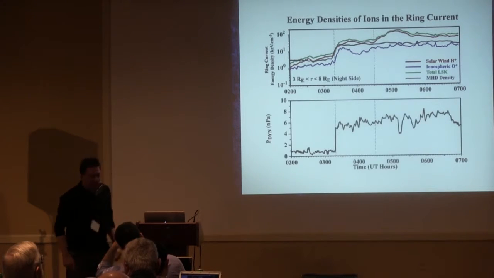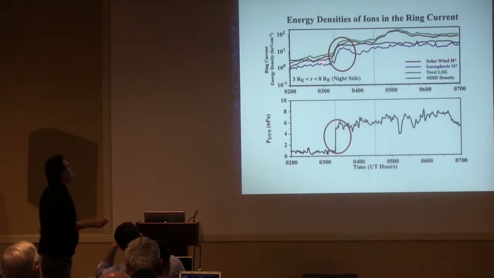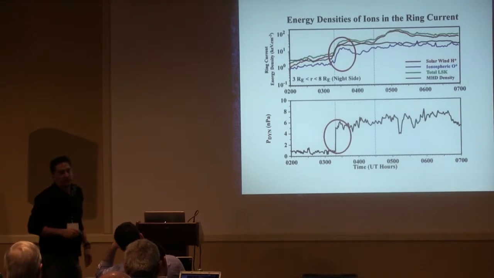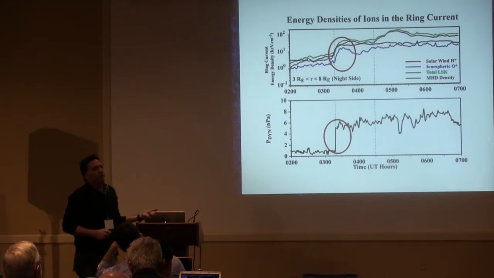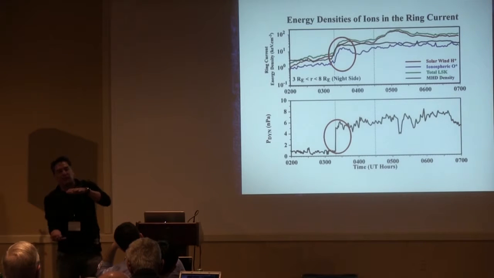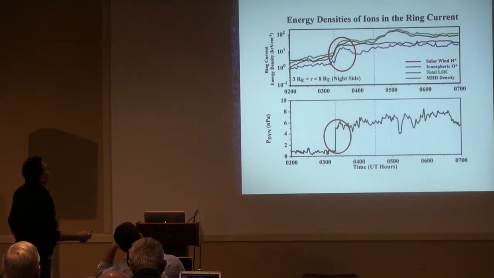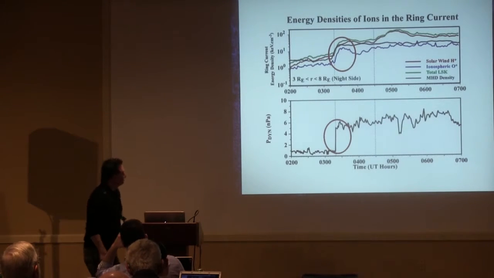Now, if you compare this to dynamic pressure, you see that the jump in dynamic pressure is almost accompanied by a linear increase in every single one of the parameters that we show here in energy density. So the ionospheric O plus reacts instantly. That's particles that are already in the lobes or en route, and they just get pushed in. Solar wind H plus responds immediately, so does the MHD, and you're getting a jump that's the same order of magnitude for all of these.